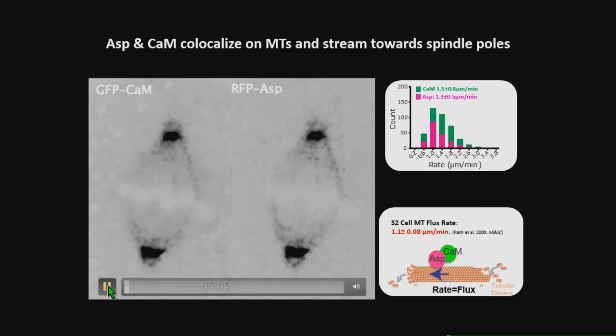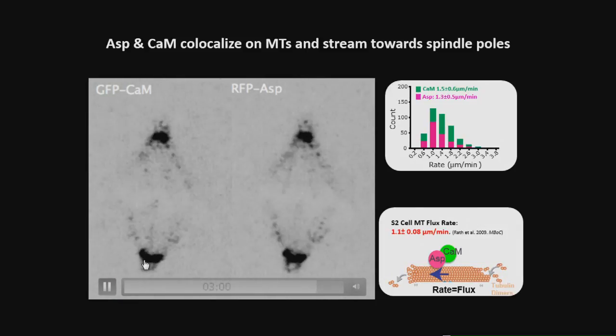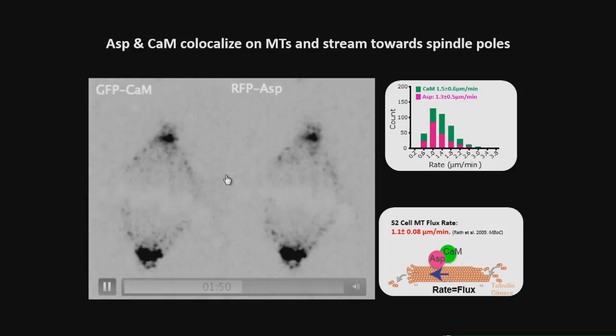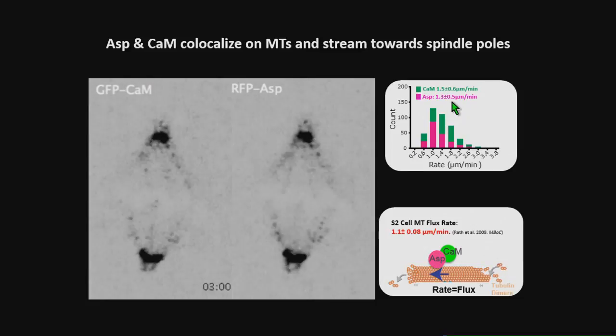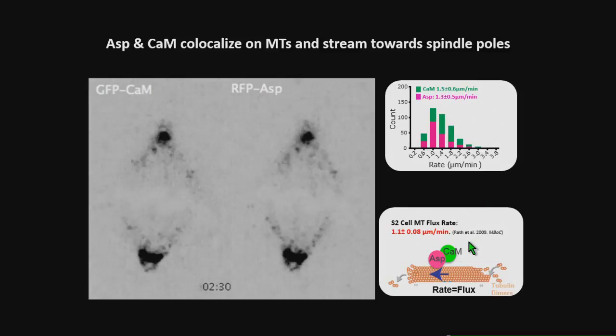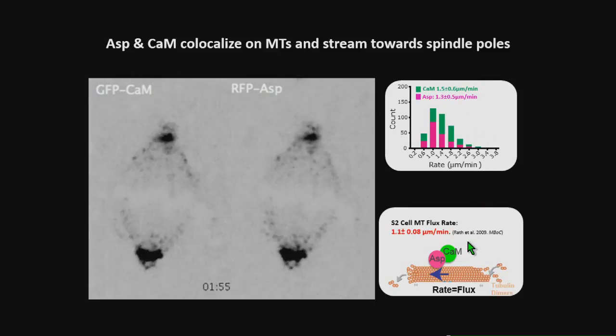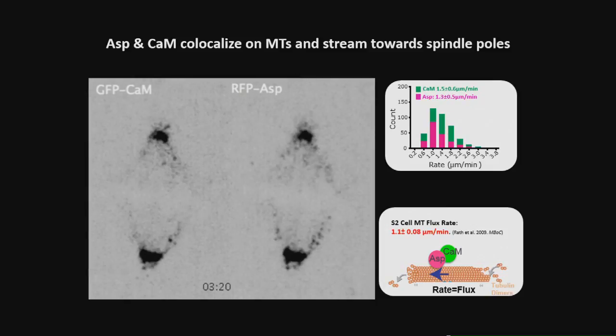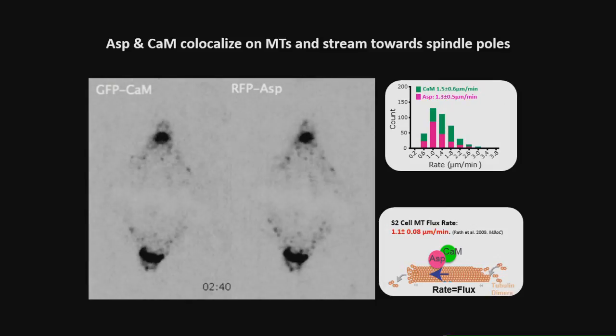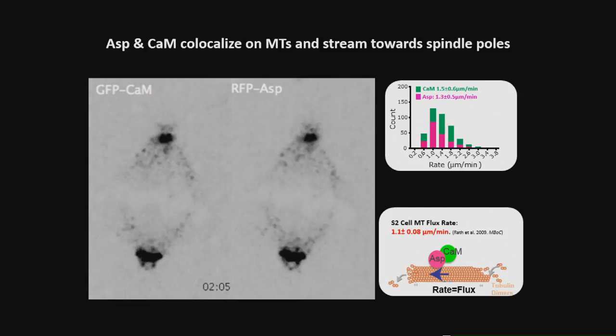And as I play this movie, what you'll notice is that in addition to the very strong pole localization for both proteins, you'll also see these foci that appear to be originating within the lattice itself and then streaming back towards the spindle pole. And so we quantified the rate at which these foci are moved towards the spindle pole, and given the similarity in these velocities to the rate at which tubulin fluxes through the spindle, and this had been previously calculated elsewhere, we favor a model in which these two proteins are physically bound to the wall of the microtubules and are being transported back to the spindle pole via microtubule flux.